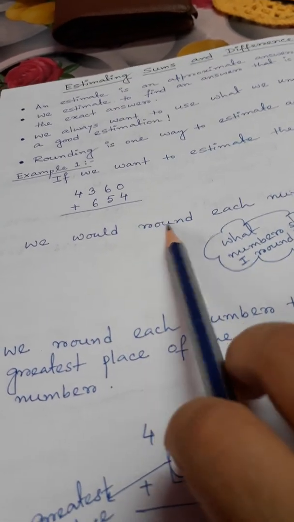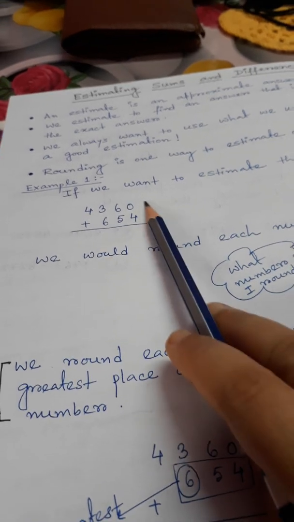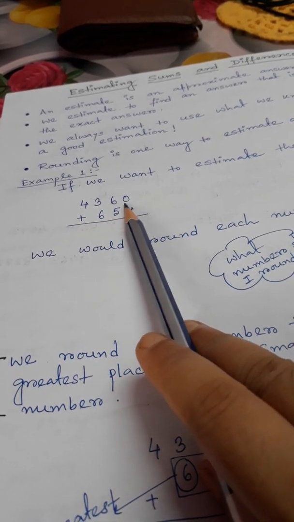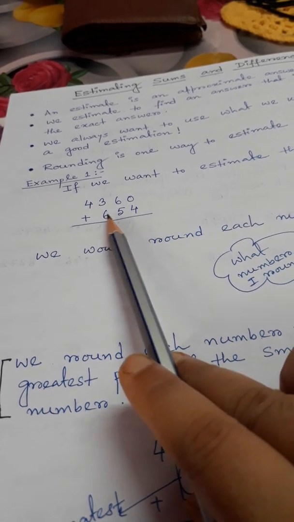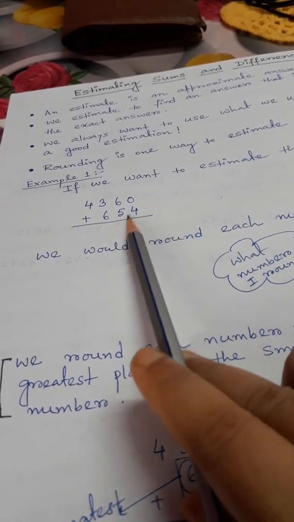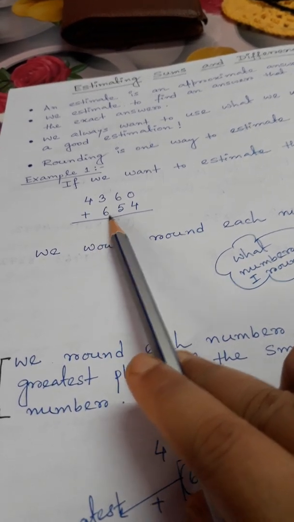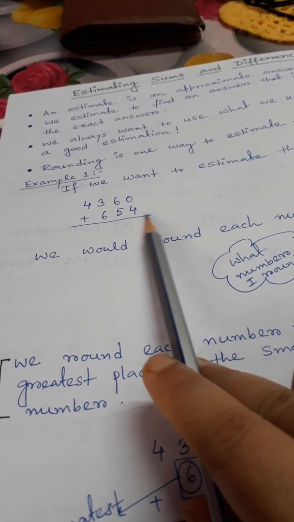So it means you see these two numbers, and we need to find which is the smallest number. The first one is 4360, but the second number is 654. So if we compare these two numbers, which one is the smallest number? The second number is the smallest number.